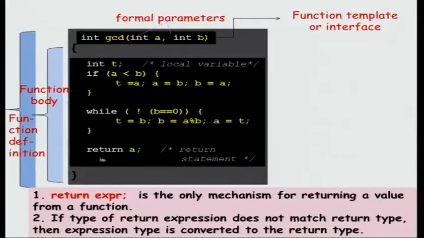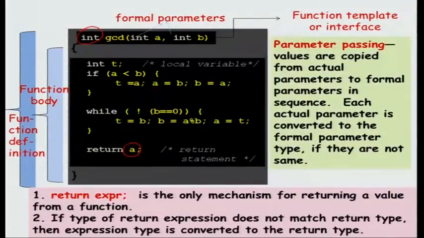Now, we focus on the return expression. So, return followed by some expression is the only mechanism for returning the value from a function. If the type of the return expression does not match the declared type of the return, for example, if a is a variable which is different from int, okay, in this case they are the same, then it is fine, but otherwise the return expression is converted to this type and then returned. Okay. So, it might lead to some undesirable behavior.